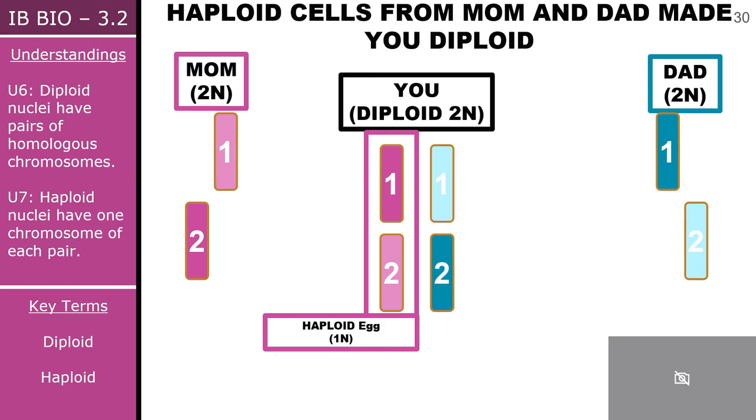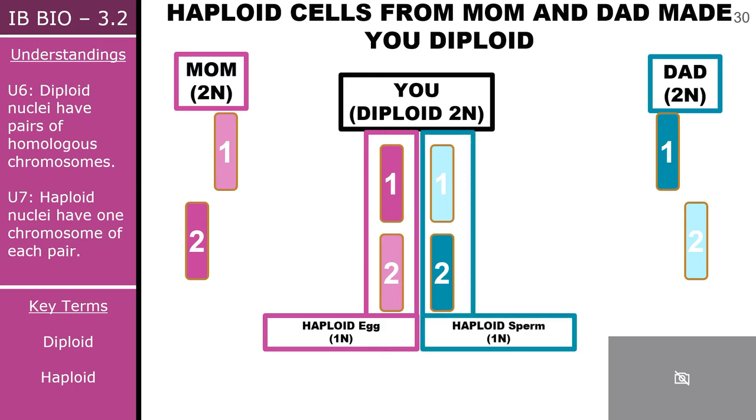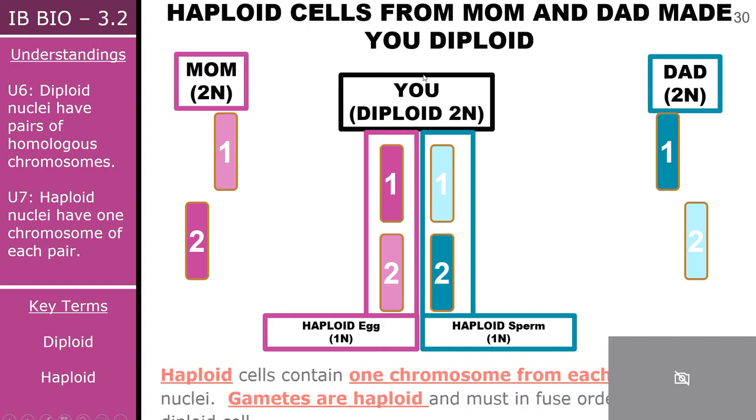So mom had to make a haploid cell. And haploid again means you just have one copy of every chromosome. That haploid cell is the egg in females, and in males that haploid cell is sperm. So that is how you ended up as you, because these two haploid cells, the sperm and the egg, with one set of chromosomes from each parent, fused together to make the diploid you, right?